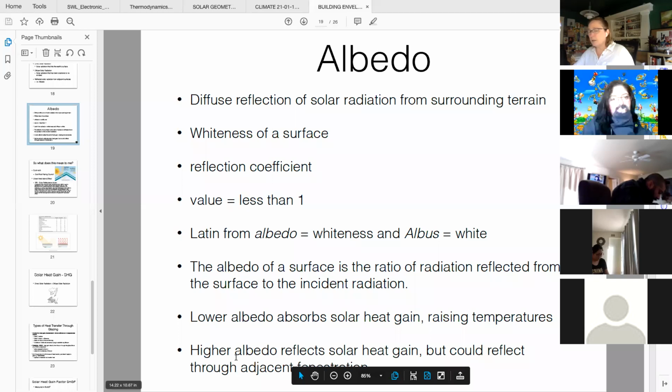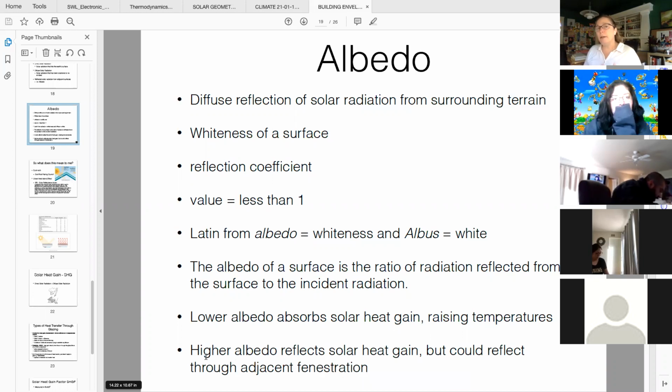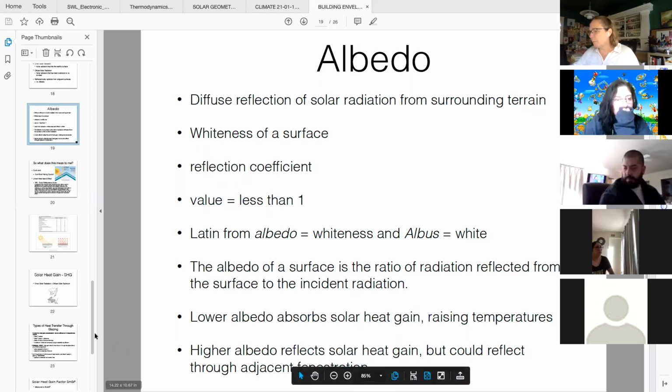One thing to consider, though, is that in more urban areas, if you are trying to have really high albedo values, you can end up affecting your neighbors by reflecting so much light that it's going through adjacent buildings' fenestration, coming up from the ground. So just keep that in mind.